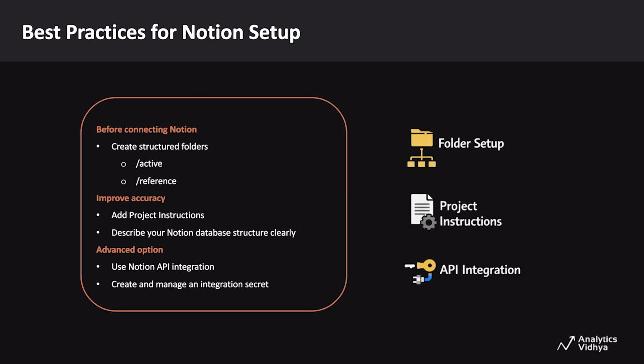Before running workflows with Notion, it helps to prepare the setup properly. First, create a clean folder structure. For example, one folder for active work and another for reference material. This makes it easier to control what Co-work reads or edits. Second, add clear project instructions that explain how your Notion database is structured. The better Co-work understands your schema, the more accurate the results will be. And if you need a more advanced setup, you can also use the Notion API directly by creating an integration secret and managing access through Notion's integration settings.